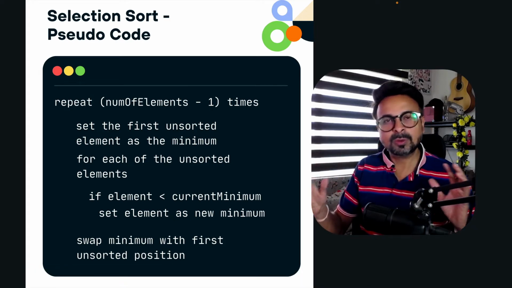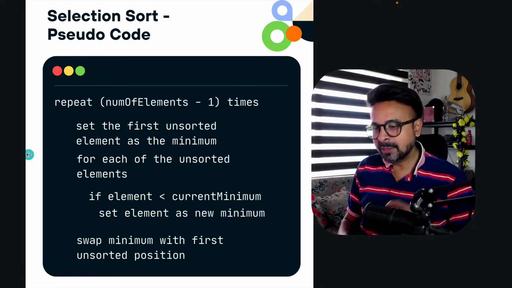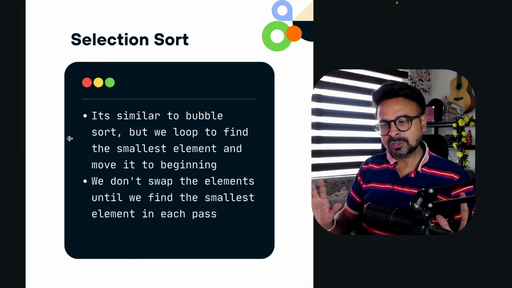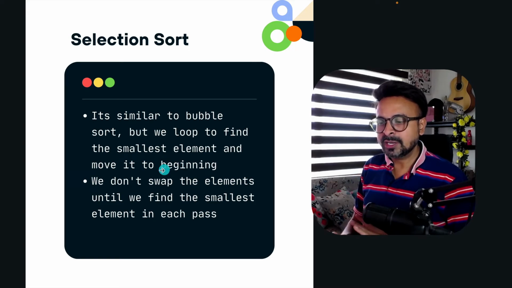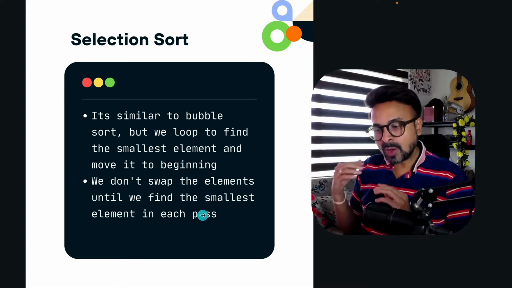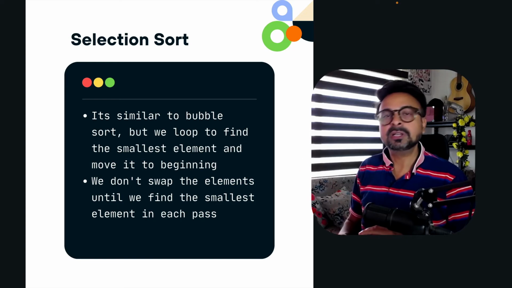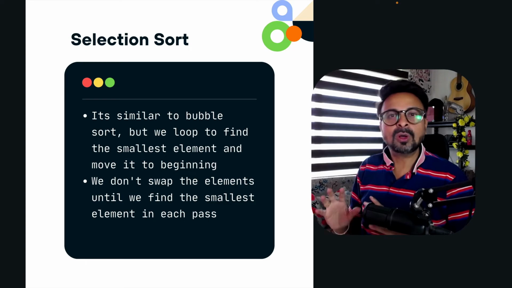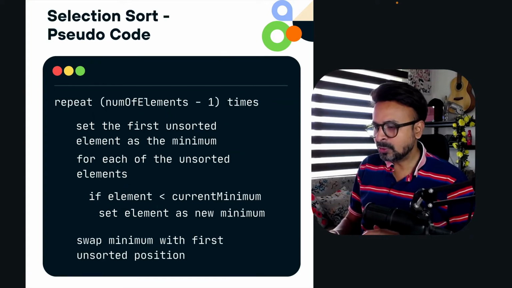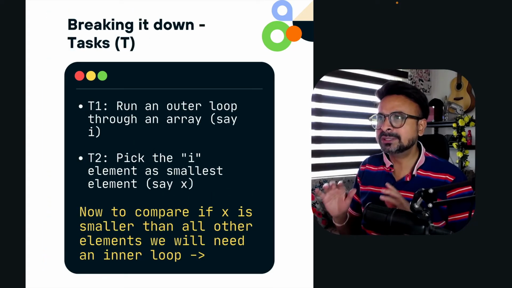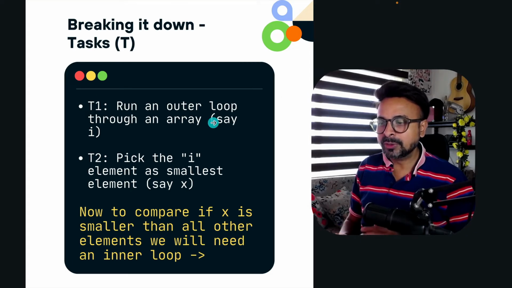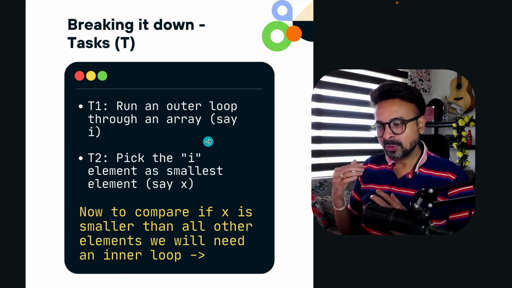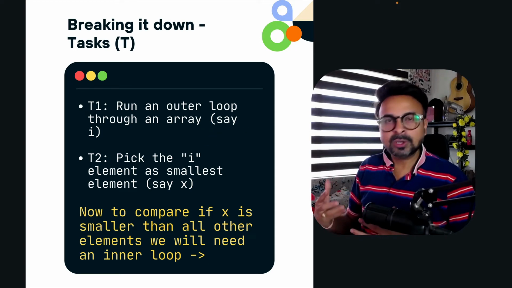If you want to learn it, if you want to keep it in your mind, I believe remembering the steps is important. It's similar to bubble sort, but we loop to find the smallest element and move it to the beginning. We don't swap the element until we find the smallest element in each pass. So this is important for me. If I remember this, I know how to solve selection sort. So I have written it down into nice steps. I've broken it down into tasks and we are going to write all of these tasks into code and that way, it will become really easy.